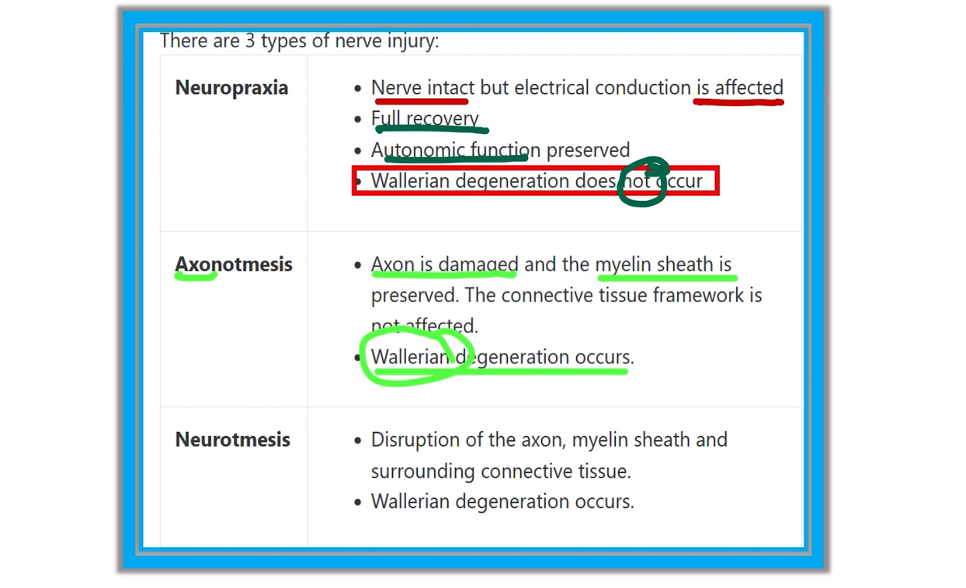And last of all, neurotmesis, which means complete neuron damage. Axonotmesis means axon damage, neurotmesis means neuron damage. The neuron is formed by the axon and the myelin sheath. So here the axon and also the myelin sheath are both damaged, and also the surrounding connective tissue is damaged, and in this condition Wallerian degeneration occurs.